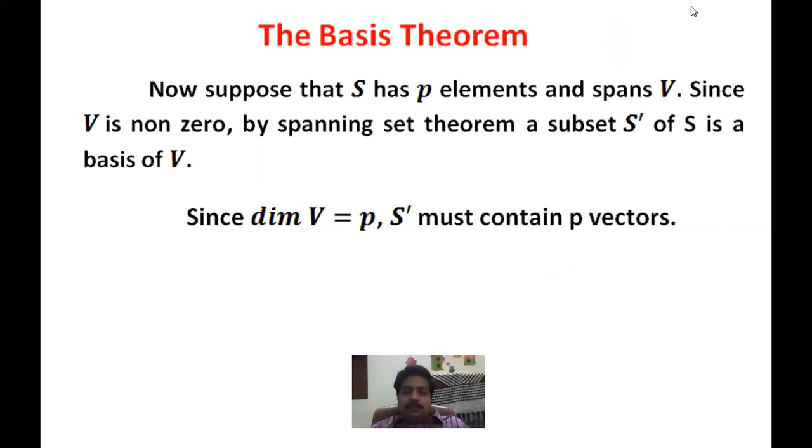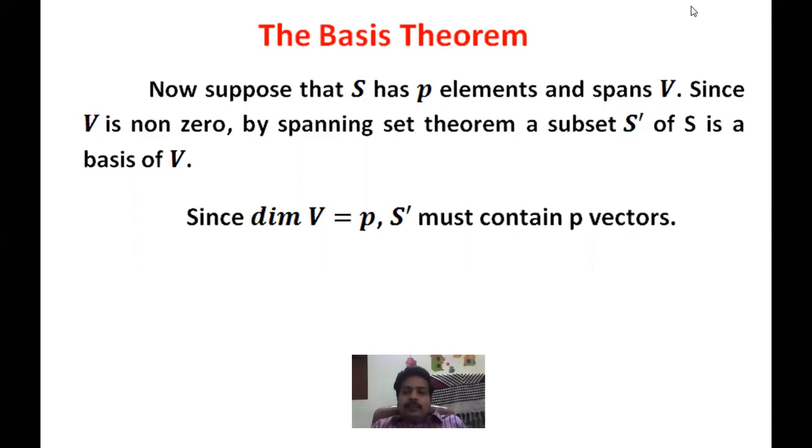Since V is non-zero, it is given in the statement that P is greater than or equal to 1. So V is non-zero. By the spanning set theorem, a subset S dash of S is a basis of V. Whenever S spans the entire space, we can form a basis out of S by eliminating the vectors which are linear combinations of other vectors. That is the spanning set theorem.